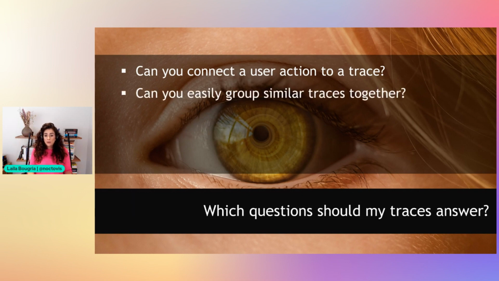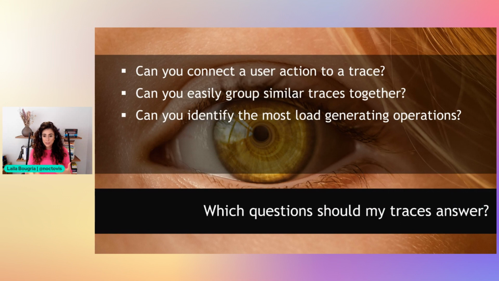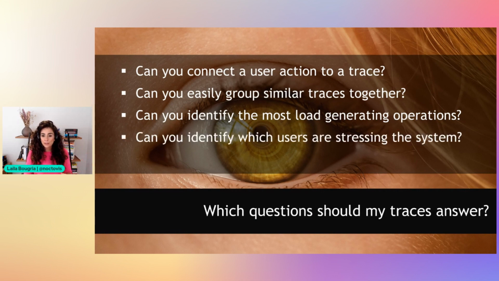Another question to ask yourself is, how easily can you group similar traces together, things that stand out in performance, in latency, so that you can understand what is happening there? Another question is, how easily can you identify the most load-generating operations? Do they happen at a specific time in the day? Are they specific to a segment of your user base, or even a physical location in the world? How easily can you find the users that are stressing out your system? What are they doing? In what order are they doing things? And how is that affecting the behavior that we're seeing?